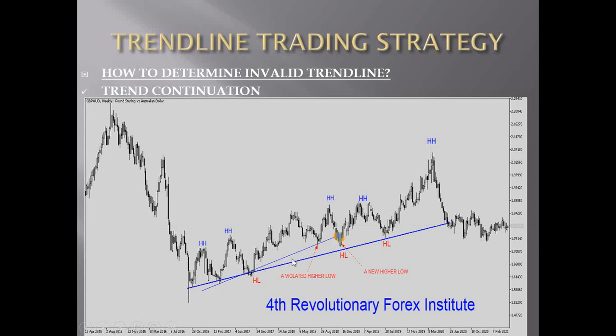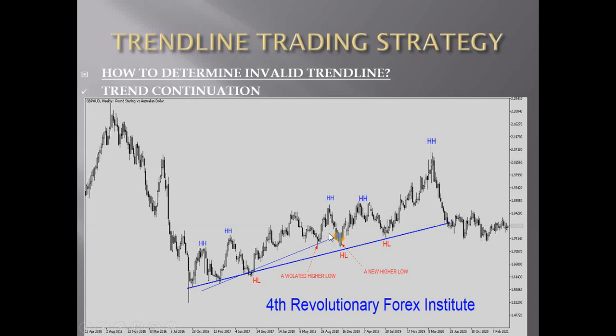Traders, I hope you can see this trend line, the one drawn with the light line. We have the starting point, then a higher high, higher low, higher high, higher low, higher high, and then a higher low, and then a higher high. And then the price came and broke this level significantly.